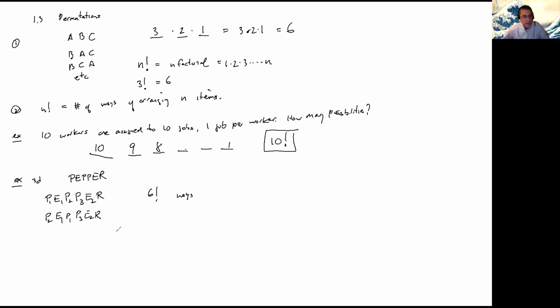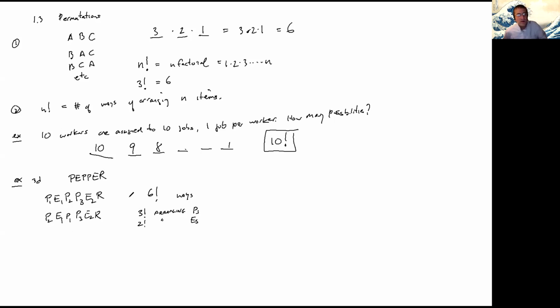And so how many ways of doing the switches with the P's are there? If we switch around all the P's without changing the arrangement between the P's and the E's and the R, there are exactly 3 factorial ways, because there are 3 P's, of arranging the P's. And there are 2 factorial ways of arranging the E's. And there's 1 factorial, but 1 factorial is one way of permuting the R.